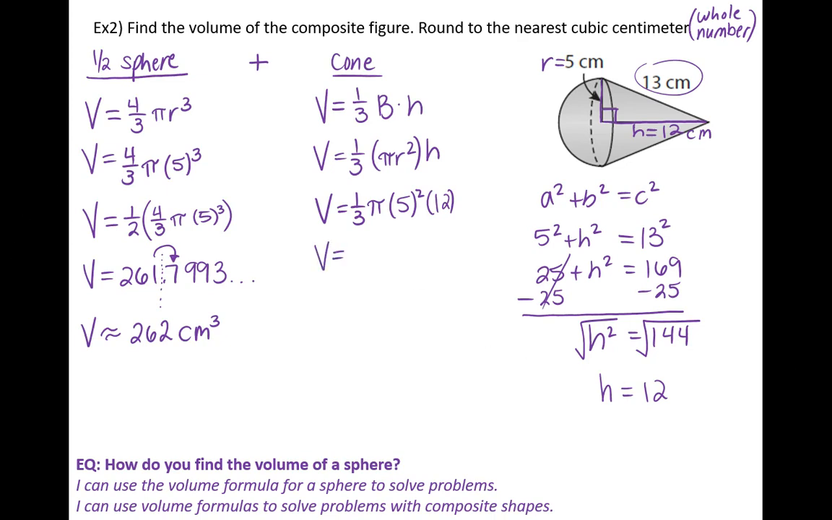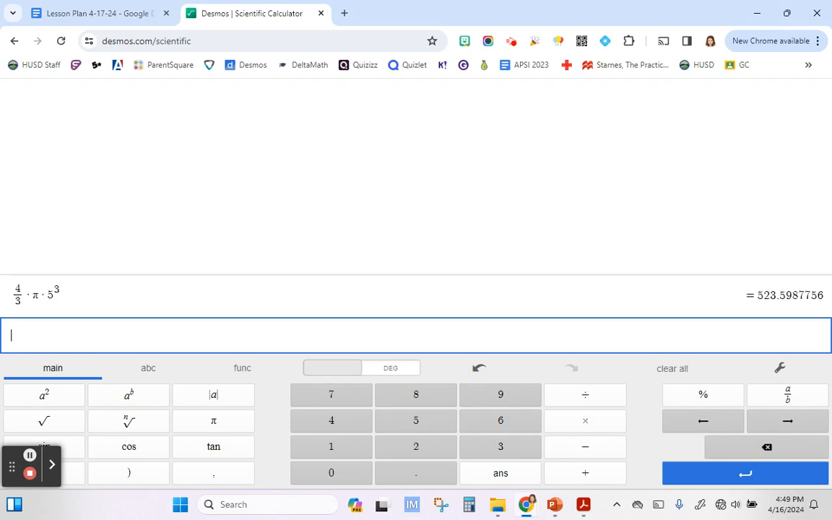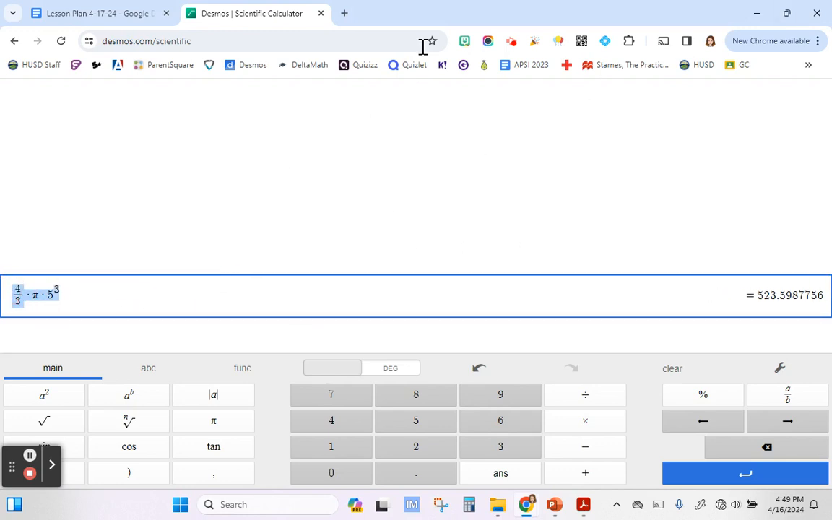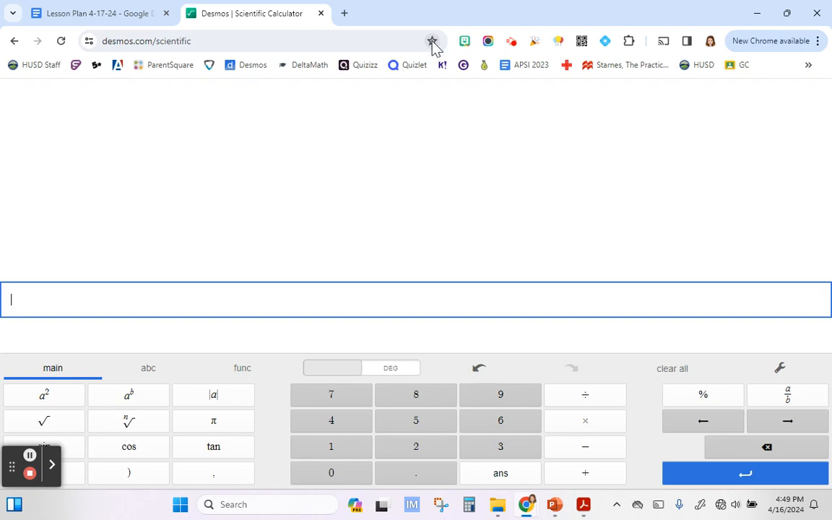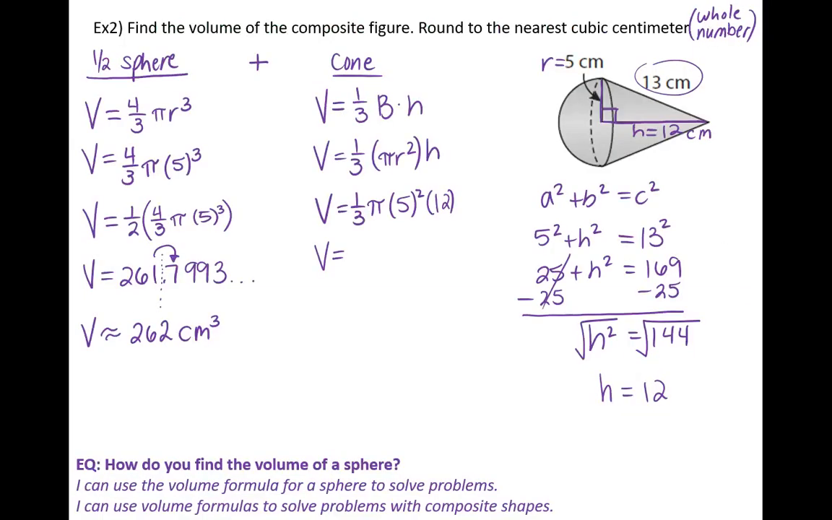So let's pop back over to Desmos. Desmos, here we go. All right, and so I'm going to get rid of these lovelies. I don't want all this extra stuff. Cool. All right, so popping that one in here, I have 1/3, and I am doing times pi times 5 squared, and then times the height, which we found was 12. I get 314.15926, blah, blah, blah. Perfect. All right, back to our presentation.